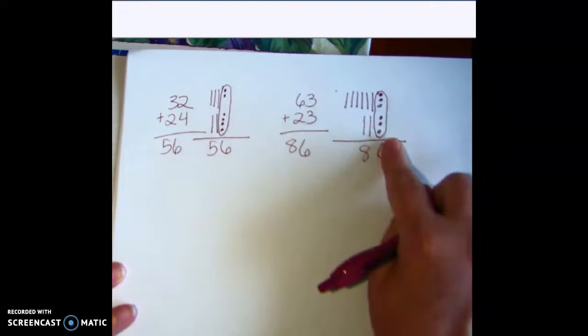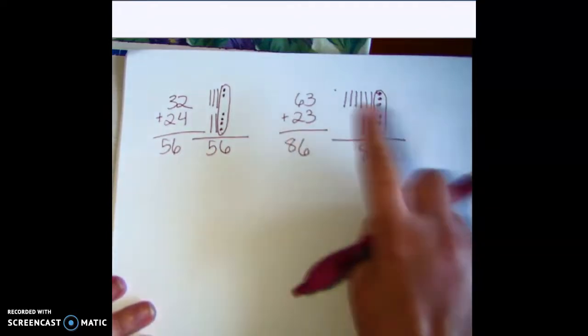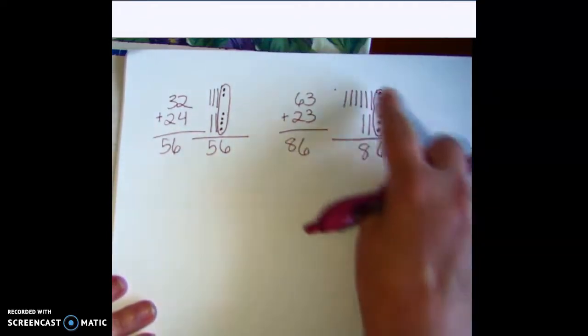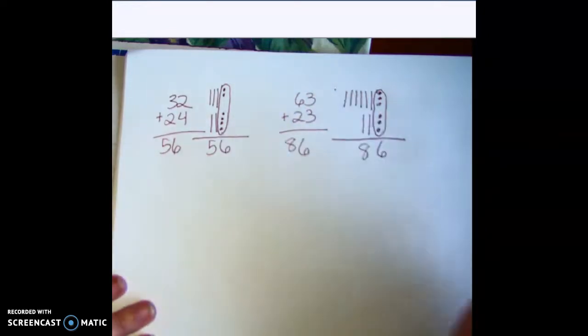Okay. No need to trade in for a 10 here because we don't have 10 1s. We have to have at least 10 1s to trade in for a long. Okay. And we would need 10 of these to trade it in for a flat.